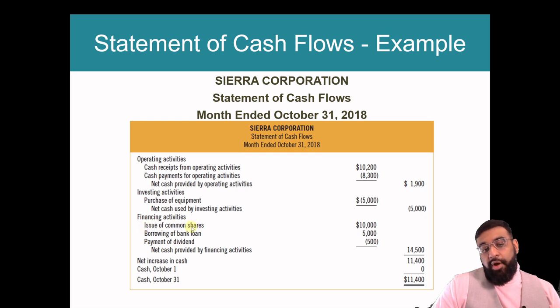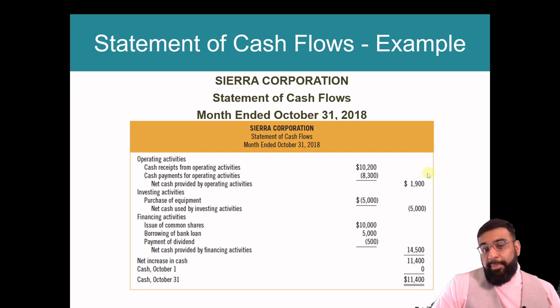Then we have financing activities. We have the issuance of common shares of 10,000, borrowing of a bank loan of 5,000, and the payment of dividends of negative 500. Dividends is a financing activity because it has to do with the issuance or the repayment of common shares. It has to do with the financing of our operations. So in this case, we have 10,000 plus 5,000 plus negative 500, underlined, once again, is 14,500. And we have net cash provided by financing activities. Since this is positive, this is provided by.